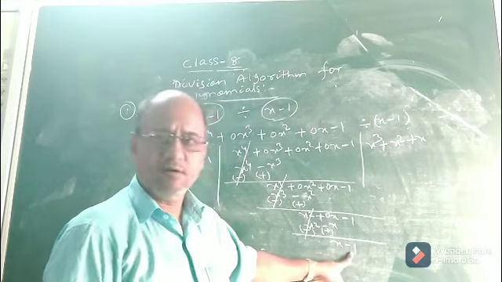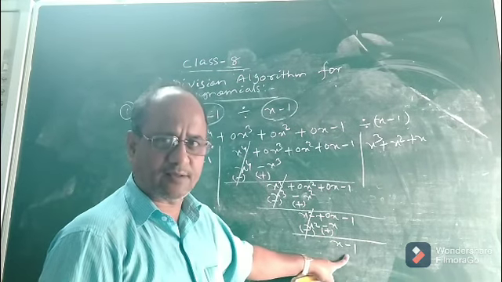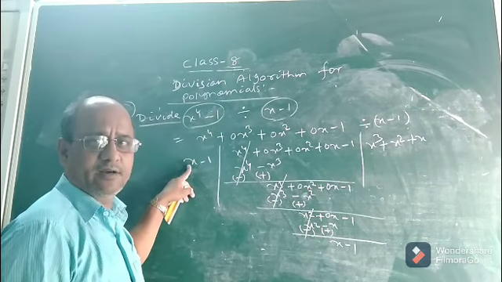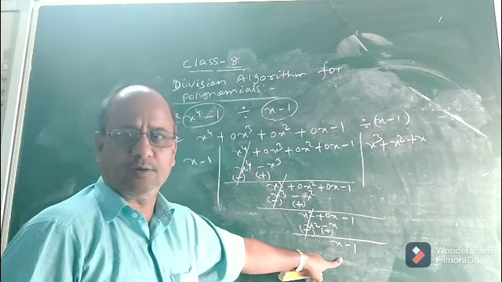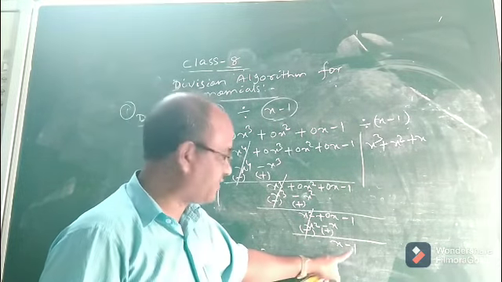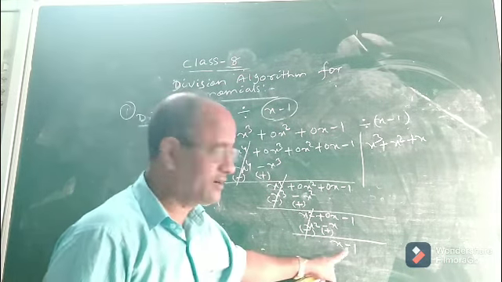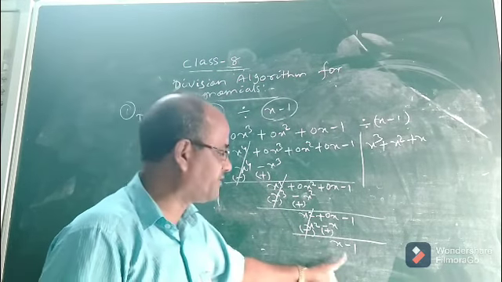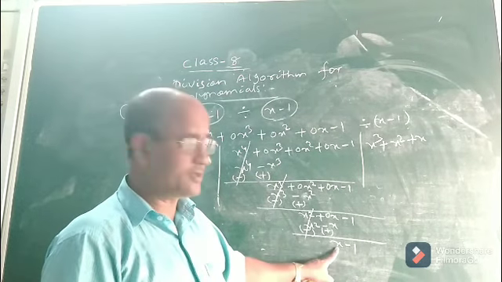How to know? If x minus 1 is taken as the remainder, its degree is 1. And the degree of the divisor is also 1, because it is also a linear polynomial. That means if x minus 1 is the remainder, its degree will be equal to the degree of the divisor, which is not possible. I said the degree of the remainder must be less than the degree of the divisor. That means the division is not complete yet. We have to still carry on the division process.